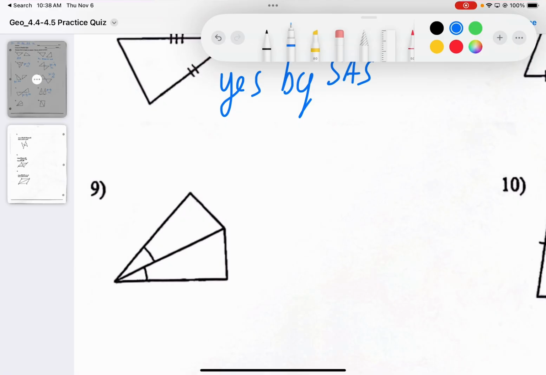Yeah, so I can get that reflexive side, but then is that enough? No, because I need 3 pairs, so it's still not enough info. So no, not what?